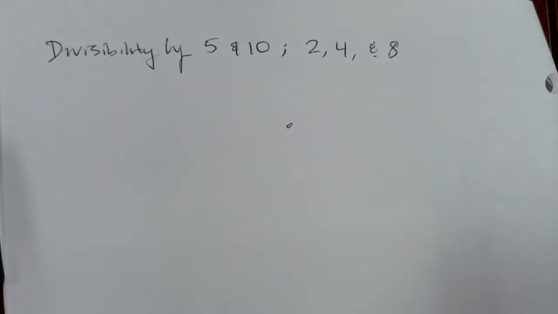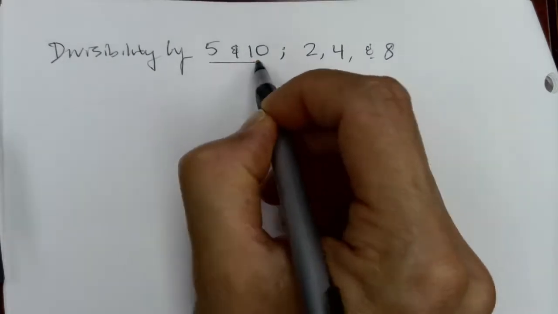More divisibility rules. Today we'll talk about 5, 10, 2, 4, and 8. That's a lot, but 5 and 10 are quite simple.